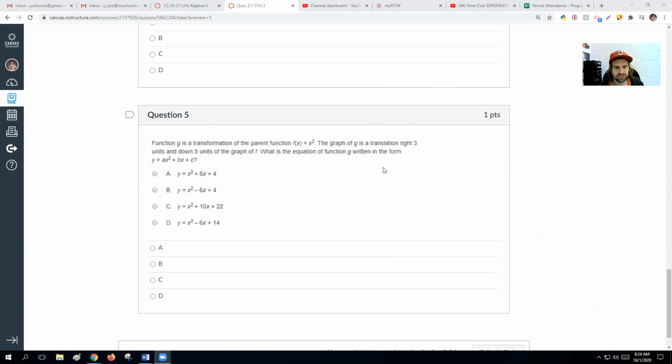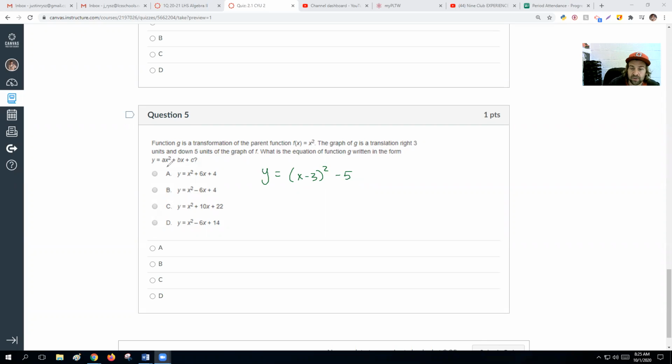All right, last problem here. The parent function of x squared, the graph is translated to the right 3 and down 5. Which equation? Okay, so this kind of combines what we did last time and this time. If we're going to move it to the right 3, this graph is going to change to y equals (x minus 3) squared, and we move down 5, minus 5. So here's the new equation of the graph, moving it to the right 3 and down 5.